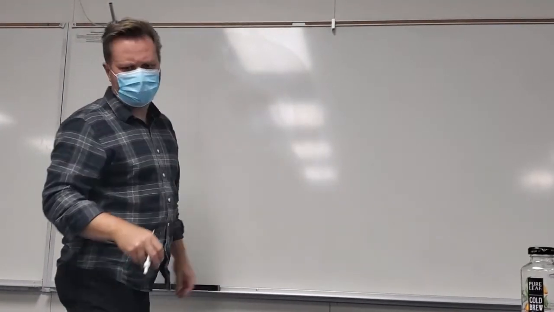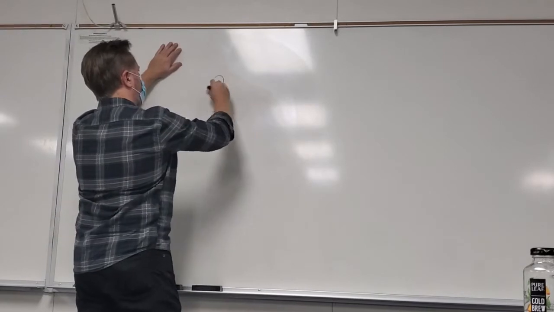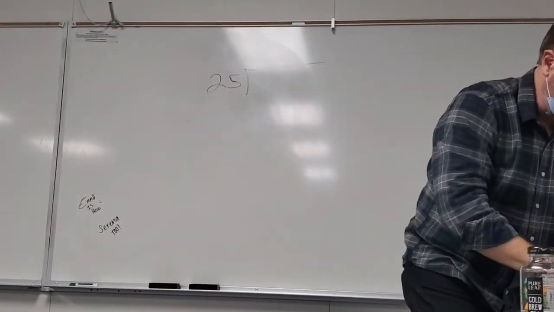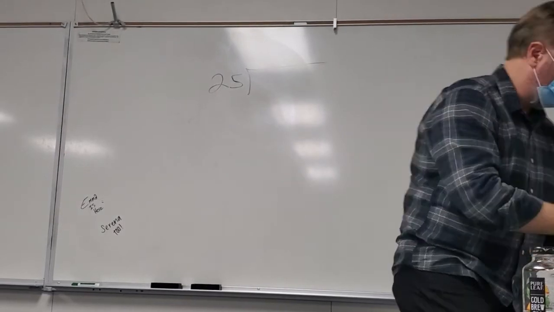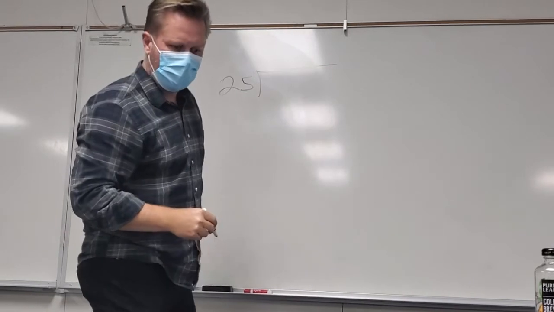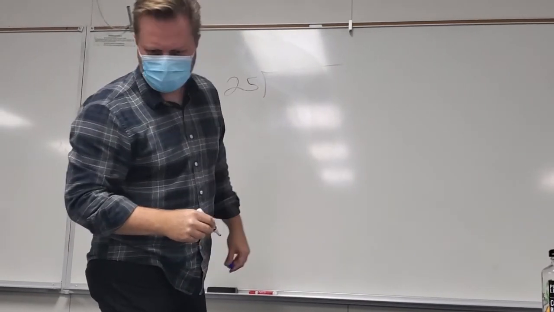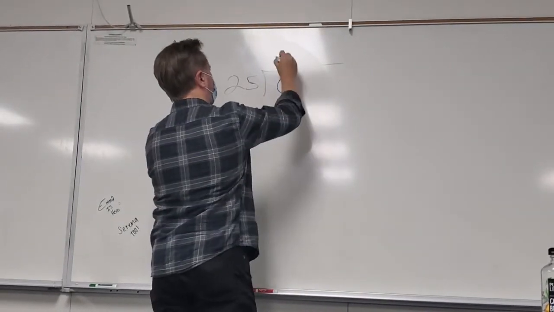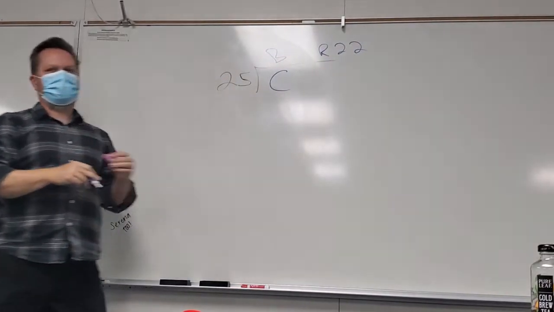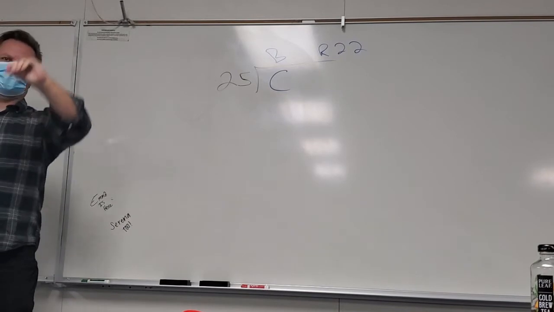was this one. 25 goes into, man, do I have any good markers left? Let's find out. Goes into, what was it, C? It was 25, and then you put in the C, and then you put in the R, and then you put in the 22. Okay. Now we have to compute 25 times B.